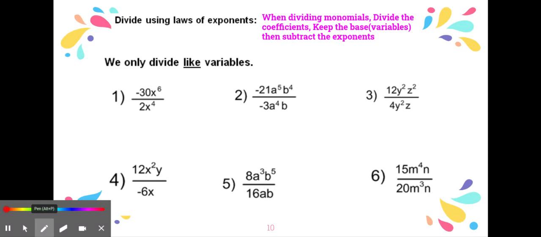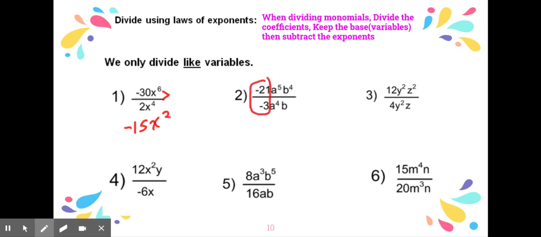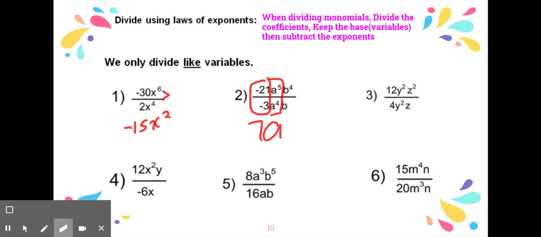So in number 1, we have -30 divided by 2. And you're actually going to plug that in your calculator and get -15. Keep your base, which is x, subtract your exponents, and you get 2. Let's try number 2. We're going to divide our coefficients, -21 divided by 3, 7. Now we're going to divide a to the 5th divided by a to the 4th. We're going to keep our a, but we're going to subtract our exponent. So what's 5 minus 4? You get 1.